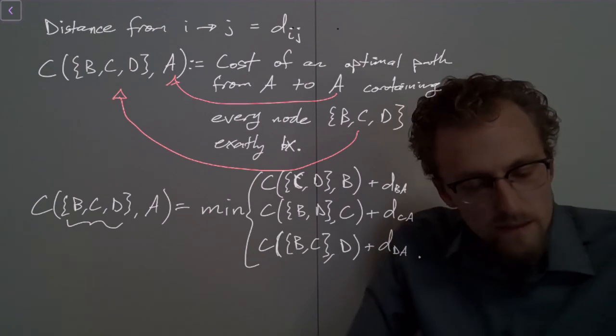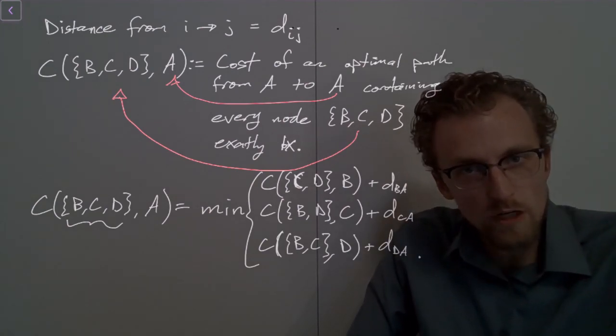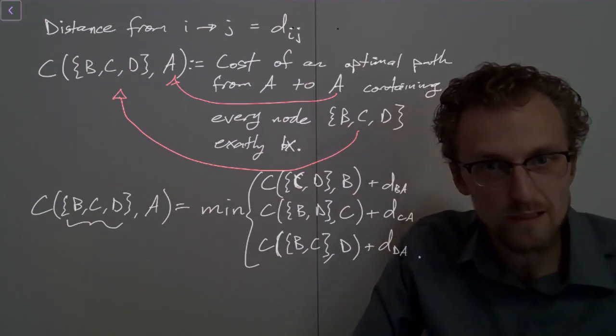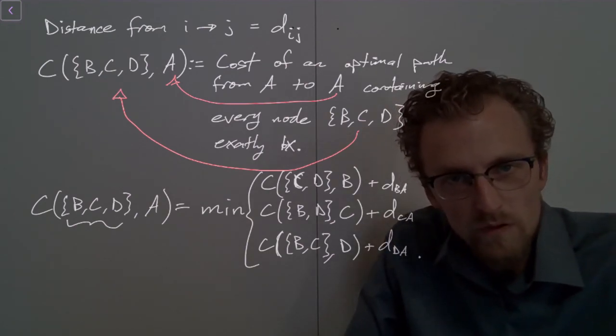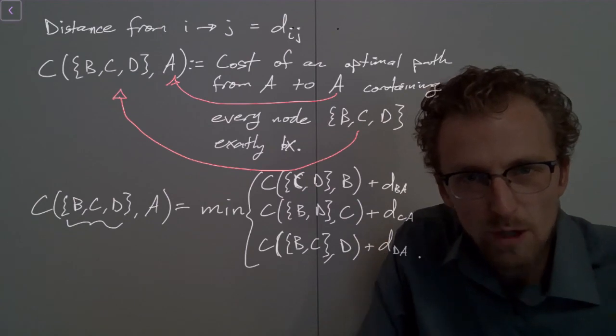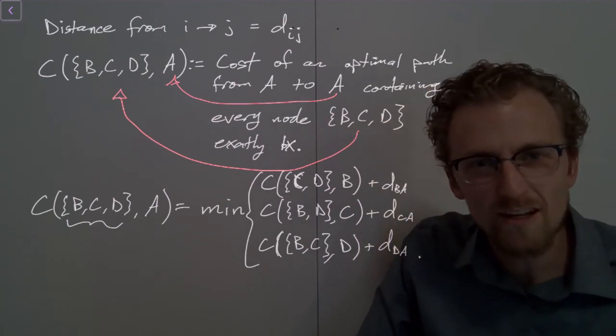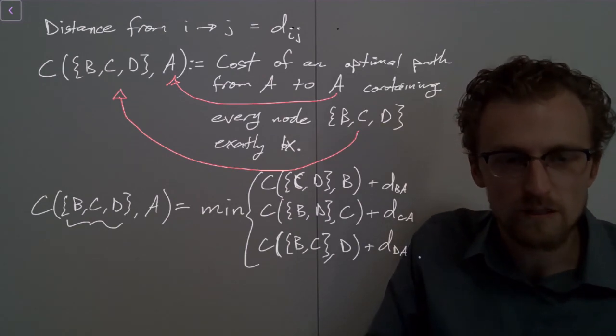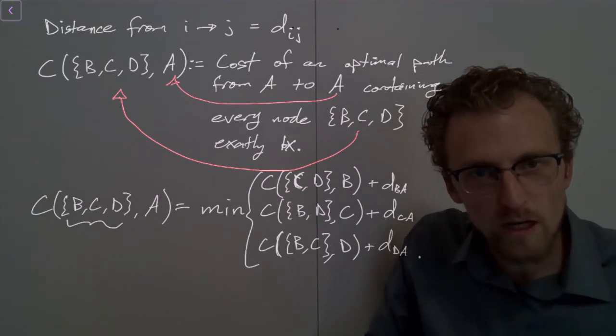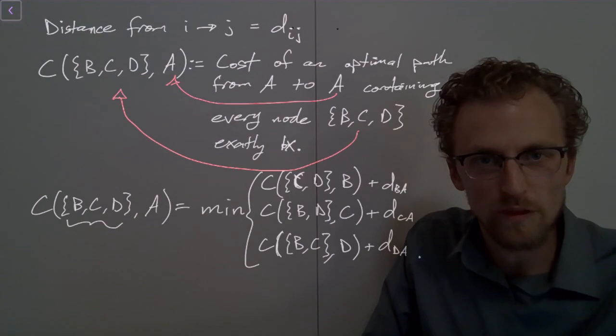So what remains now is to generalize this beyond simply the 4-node example. We'll generalize it to an n-node example, and then once we have that, we can analyze it for its time complexity. So in the next video, we'll start by generalizing, and then we'll think about time complexity.